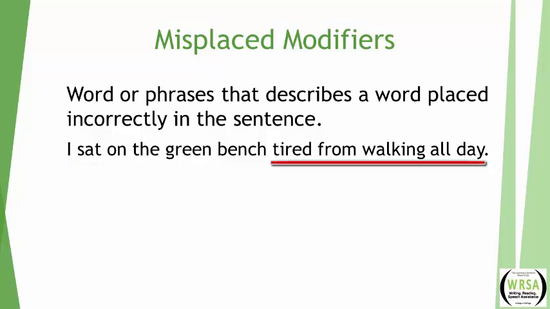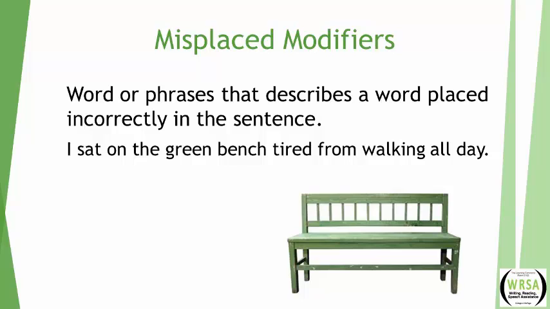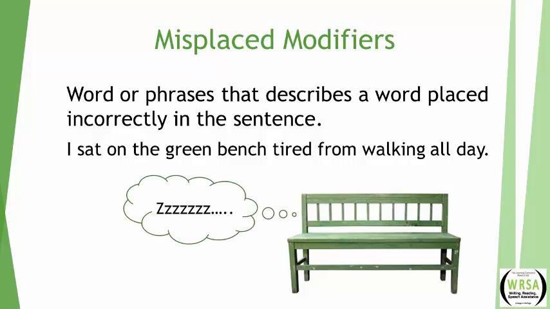Now, it is placed at the end of this sentence. So, modifying phrases should be as close to the thing it's modifying as possible. Well, right now, it's as close to the thing bench. So that gives us the illusion that the bench is the thing that's tired from walking all day. So in this illustration, you could see that our green bench is really, really tired. It wants to take a nap.